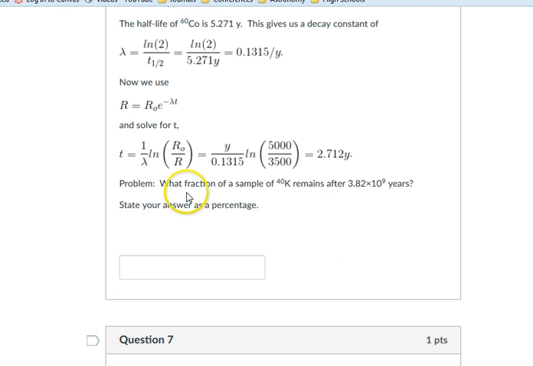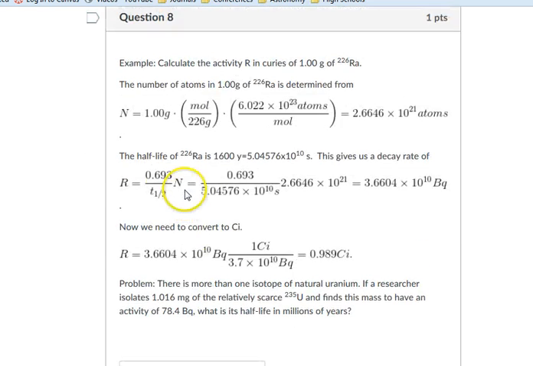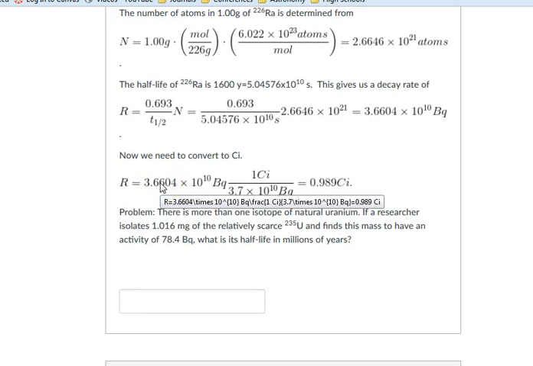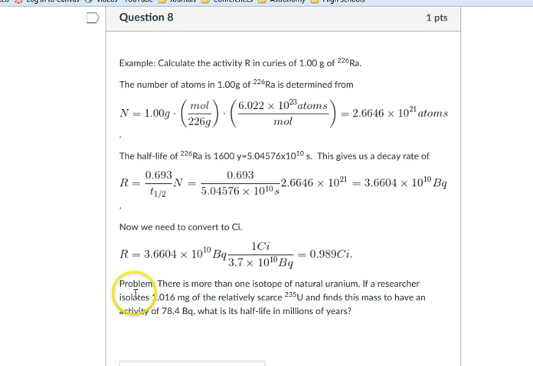All right. And number 8. We've got uranium. We've got 1.016 milligrams of the relatively scarce uranium, and we find this mass to have an activity of 78.4 becquerel. What is its half-life in millions of years? So we're going to take first this 1.016 milligrams and convert it to grams. How many grams is that?